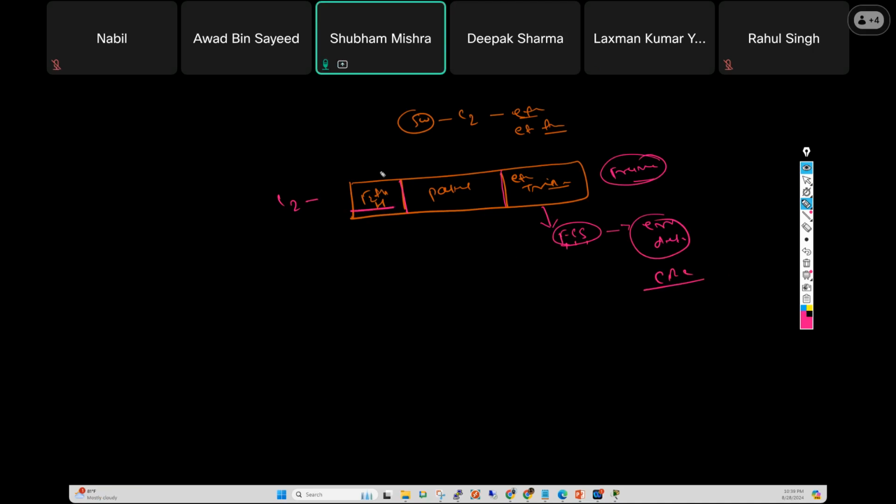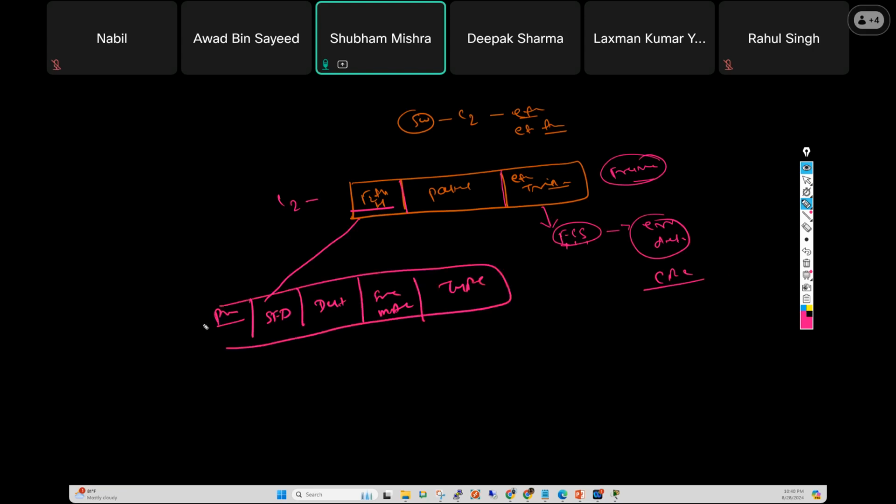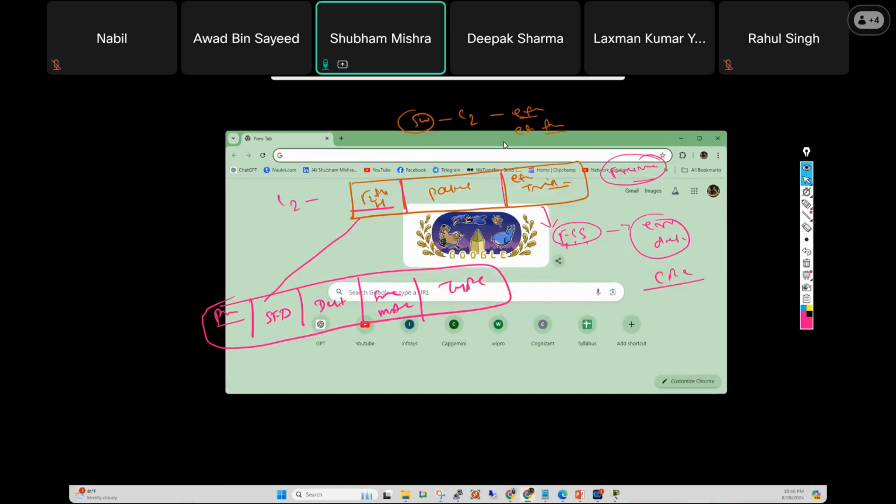Now, come to the Ethernet header. I already showed you the Ethernet header. I hope you remember, I showed you the preamble. After the preamble you see the SFD, then the destination MAC, then the source MAC, then the type field. So basically, this is called the Ethernet header. Do you remember? Yes or no? No one?